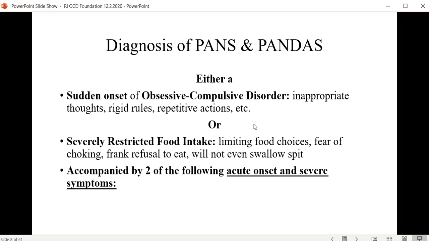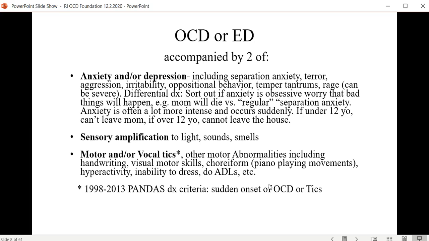looking like you can't eat, you're fearing choking, you can't eat because you might poison yourself, you can't swallow, so you might spit. Textures become a huge issue. You might really reduce what you're eating because of your dislike of textures or smells. It's one of these two, accompanied by two of the following symptoms of onset and severity.